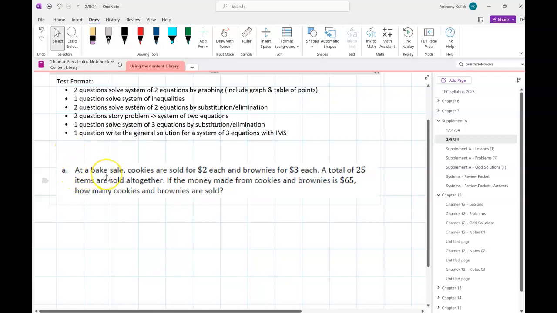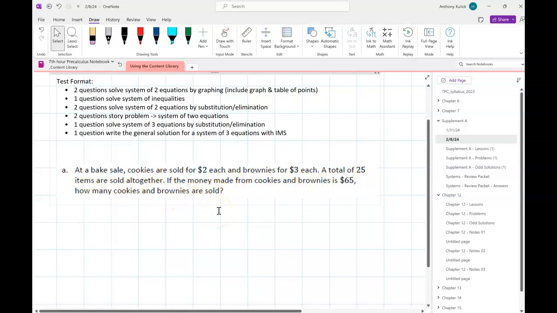At a bake sale, cookies are sold for $2 each. Brownies are sold for $3 each. A total of 25 items are sold together. If the money made from cookies and brownies is $65, how many cookies and brownies are sold?